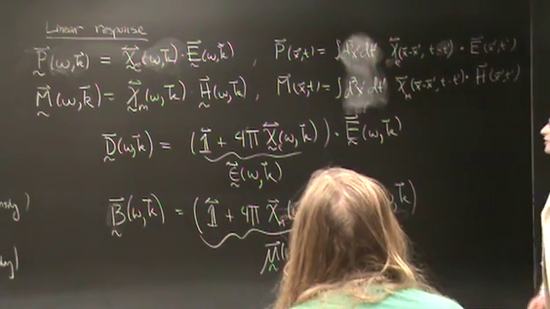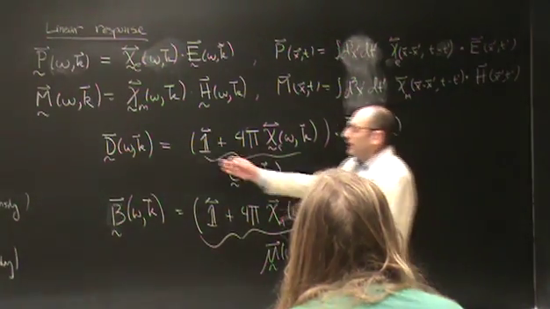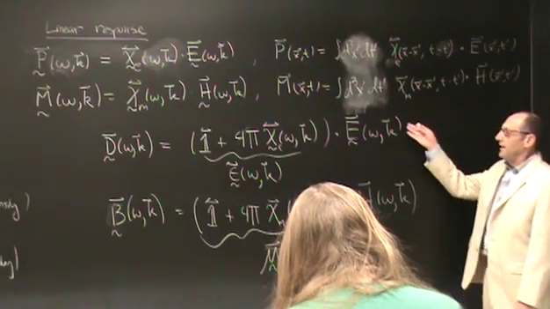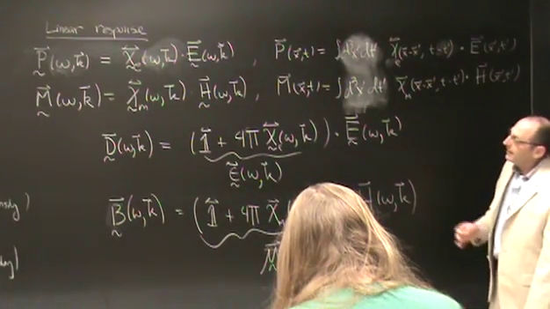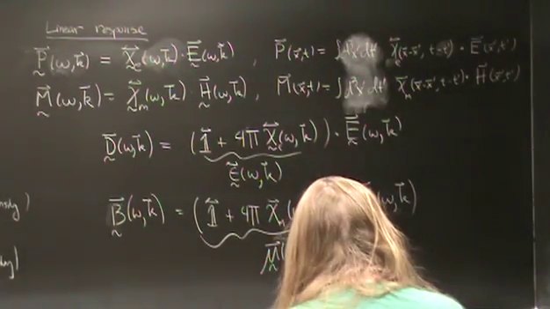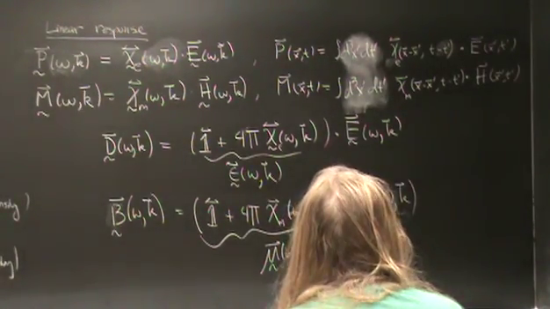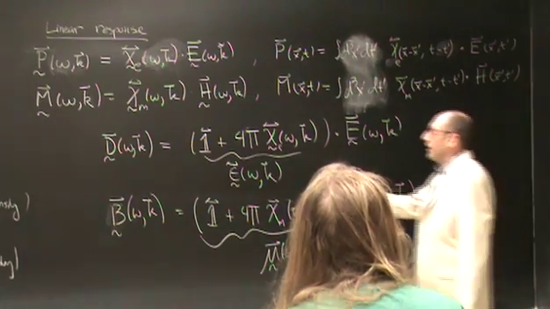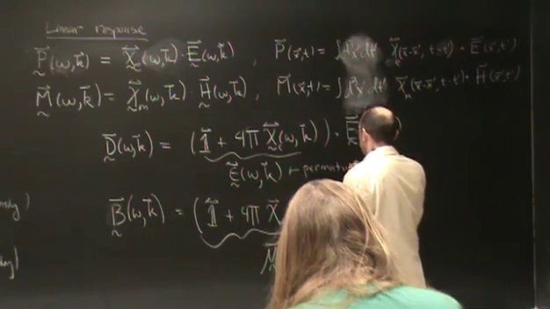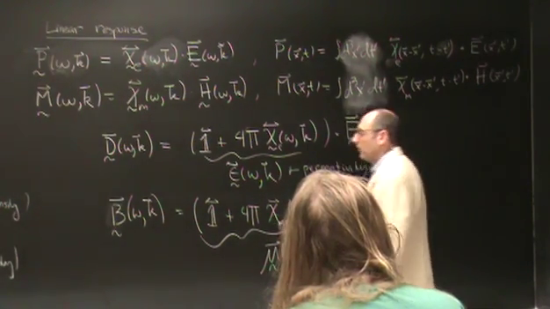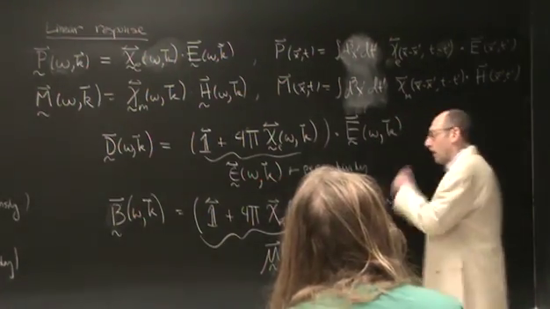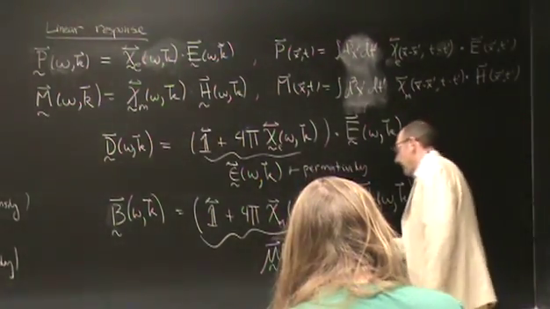So when we have linear response, then D and B are proportional to E and H. And those proportionality constants, again, are written truly in the Fourier domain. The proportionality constants are the permittivity of the medium, which in general will be a tensor, and will generally depend on omega and k, and the permeability.